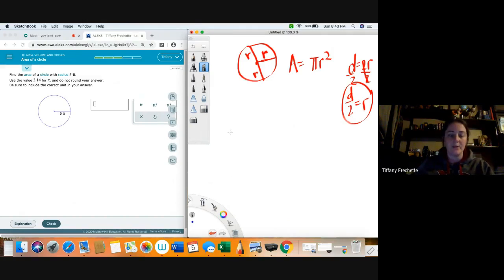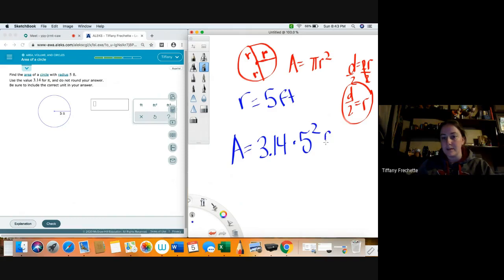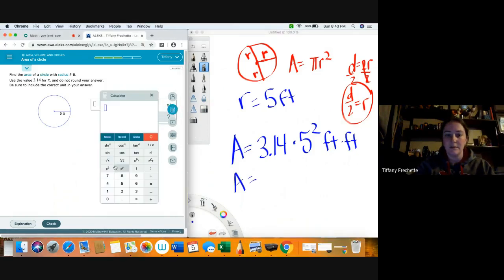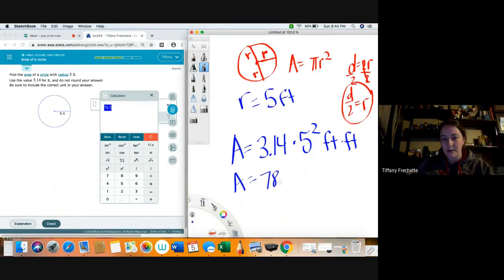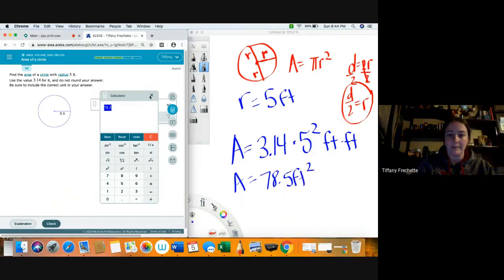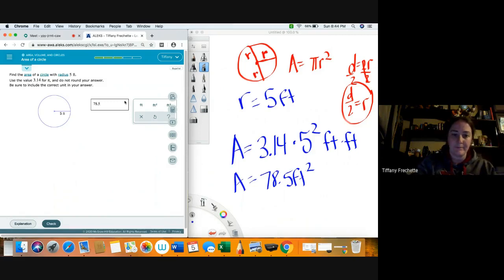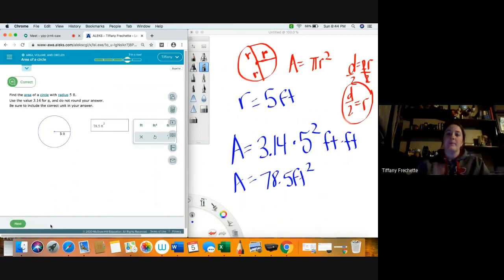Okay, so find the area of a circle with radius 5. So we don't have to use this one this time because we already know that our radius is 5. They're telling us that. So we can go straight into our calculation here. 3.14 times radius squared, and remember, this is feet, so this is going to be feet times feet for the unit. So we have area equals 3.14 times 5 squared, so we get 78.5 feet squared. So that is how you work out that. All right. Another one down.